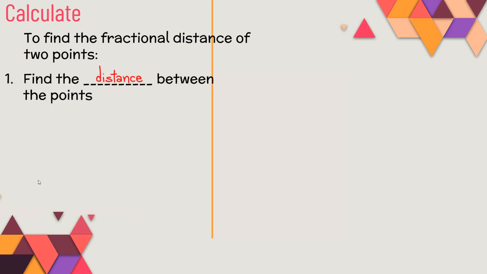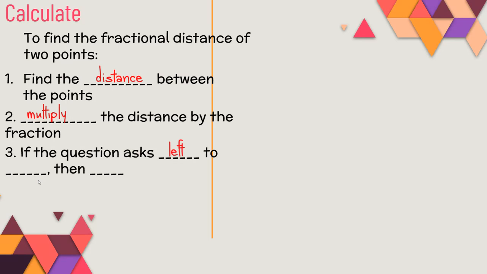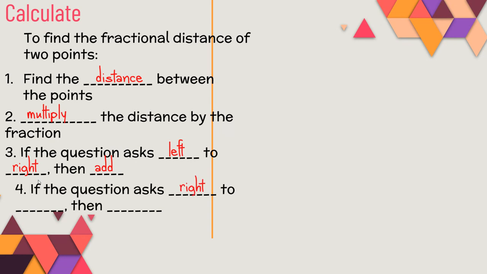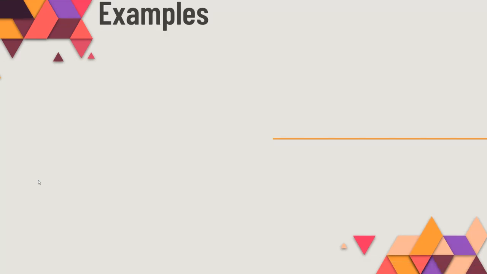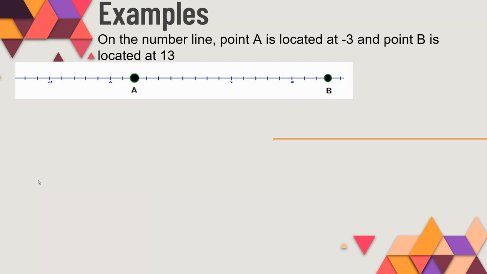We are going to, 1, find the distance between the 2 points, and then we're going to multiply the distance by the fraction given. And the tricky part is if the question asks from left to right, then we're going to add. And if the question asks from right to left, then we're going to subtract. So the easiest way to show you what I mean is an example.